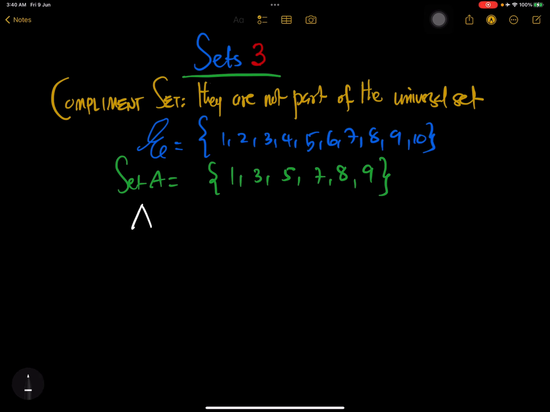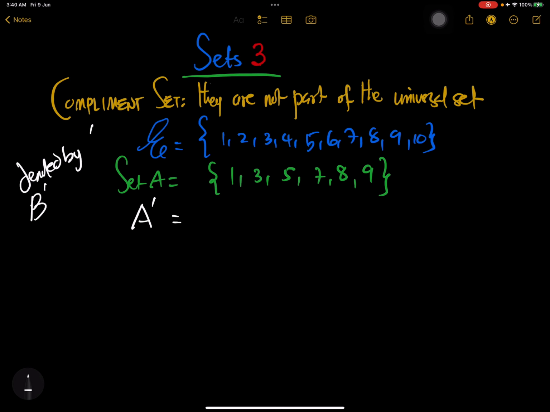It is denoted by the symbol on top. So a complement is denoted by the symbol that is on top, so you can say B complement like that. So the complement of set A are members that are in the universal set, but they are not in the set A.